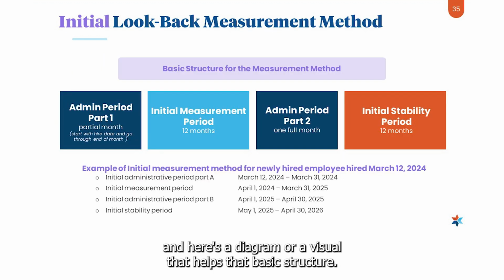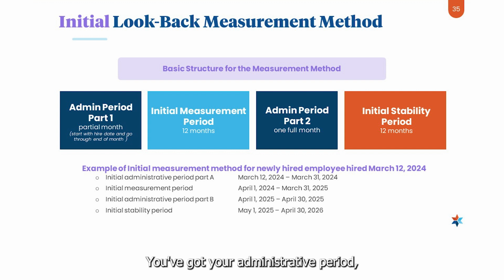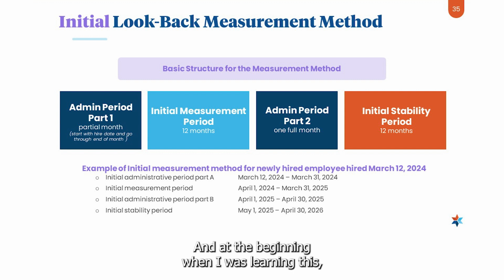And here's a diagram or a visual that helps. The basic structure: you've got your administrative period part 1, and you've got your administrative period part 2. At the beginning when I was learning this, I thought this just complicates things even more, but actually it doesn't.